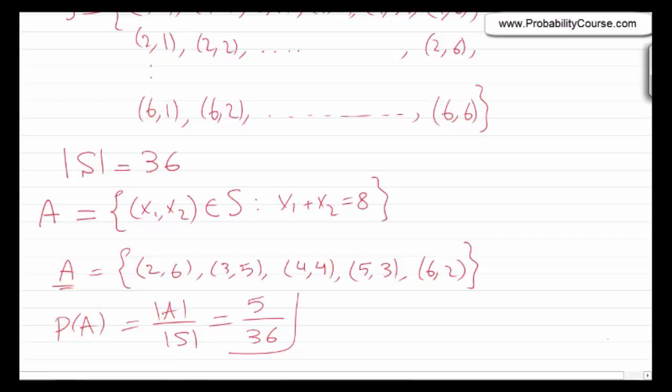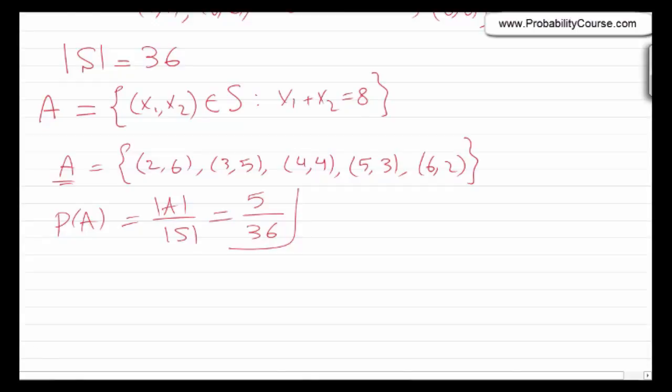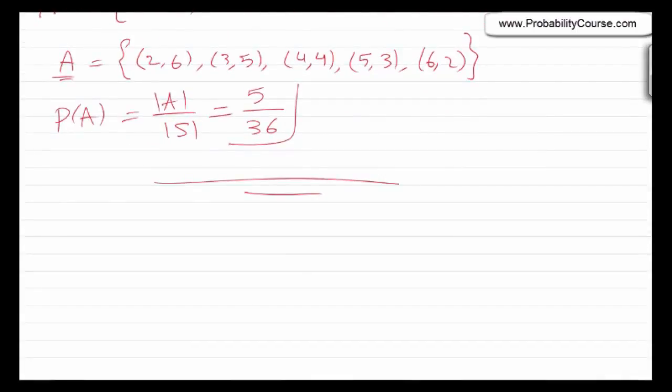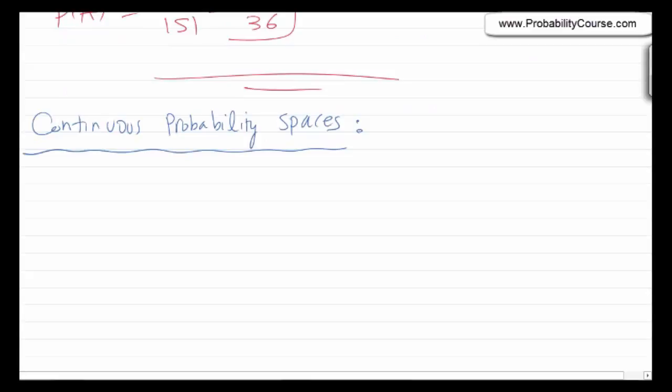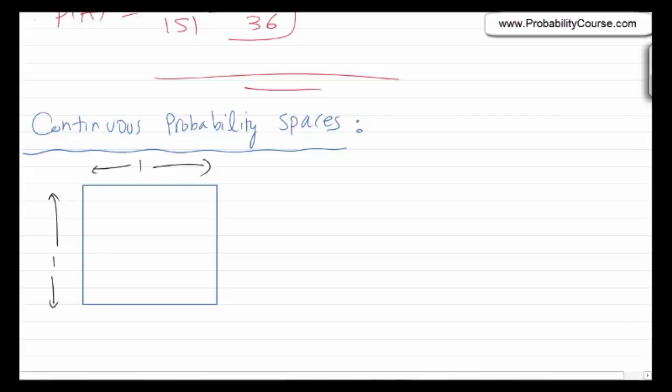Okay, now I would like to spend a few minutes to talk about continuous probability spaces. We will talk about these in detail when we talk about continuous random variables, but I just want to provide a very brief introduction here. Let's look at a very simple example. Suppose that I have a unit square, which means a square with area 1. This is 1, this is 1, and I do this random experiment. This square is my sample space. Now I pick a point at random in the unit square, completely at random, uniformly at random.